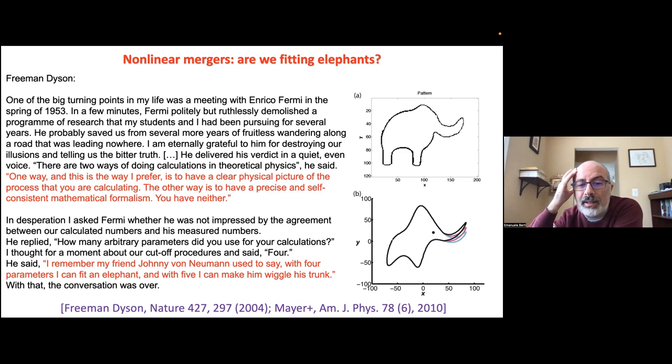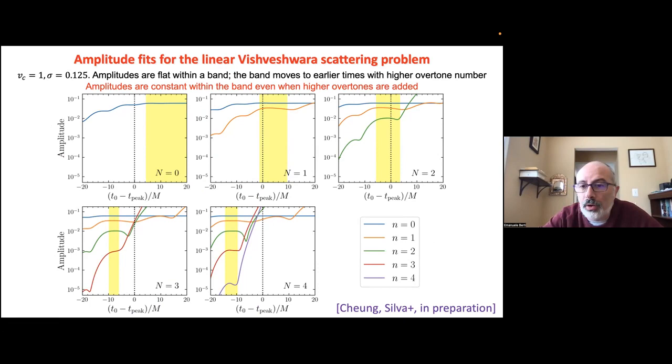And over here, you see that people have actually published in the American Journal of Physics fates of elephants using four parameters. So this is actually possible. Now, the question is, are we overfitting or not? And let me go back to the linear problem.